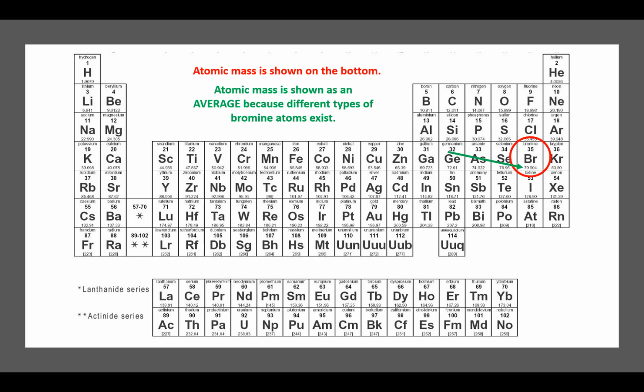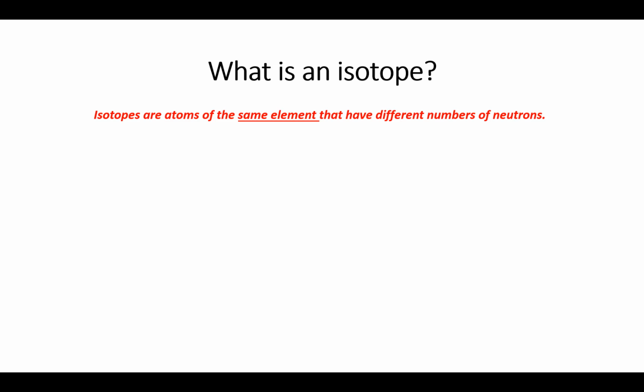All right, so now it's time to explain something to you. It's a new vocabulary word, and it's called an isotope. There are different types of bromine. Yes, I know that's crazy. Not all atoms of bromine are identical. What they're doing is they're showing you the average mass of different bromine atoms that are in the world. We call these different atoms of bromine isotopes. So what in the world is an isotope? An isotope is an atom of the same element that happens to have a different number of neutrons.